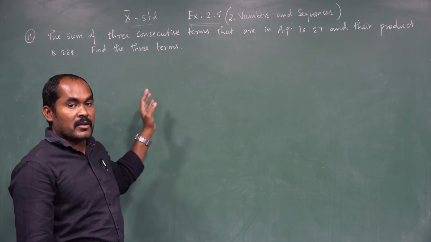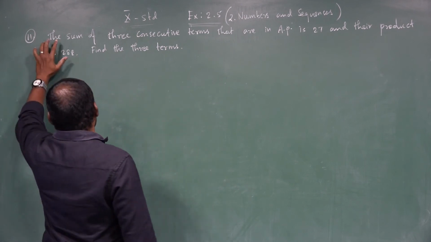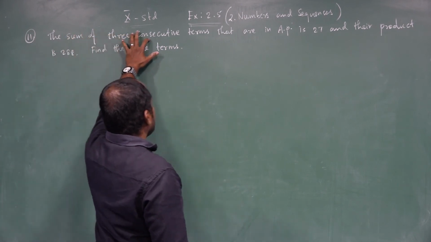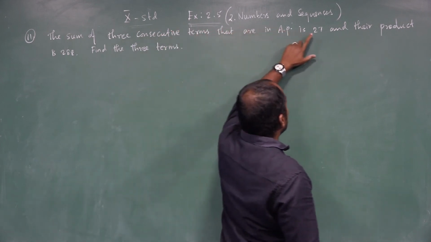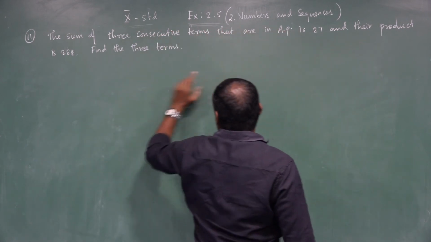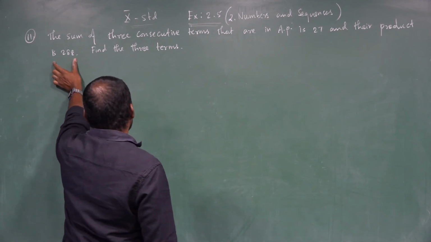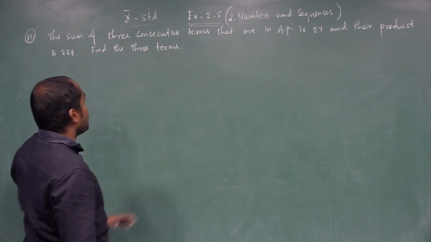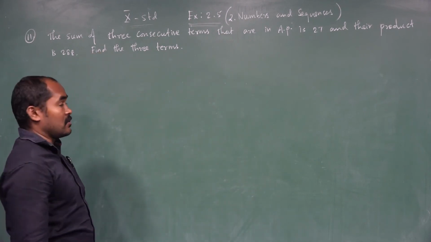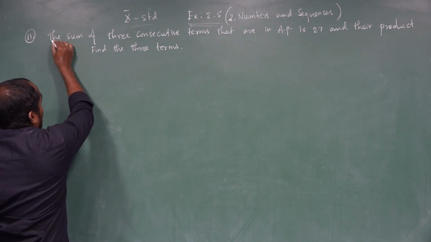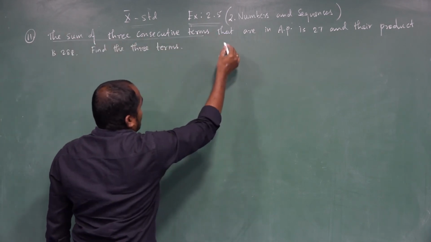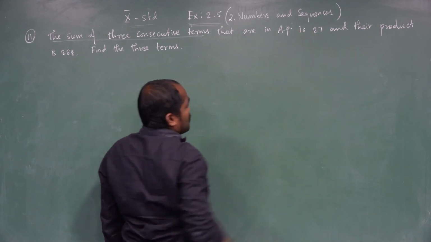Next, exercise 2.5, 11th sum. The sum of three consecutive terms that are in AP is 27 and their product is 288. Find the three terms. Find the three consecutive terms.